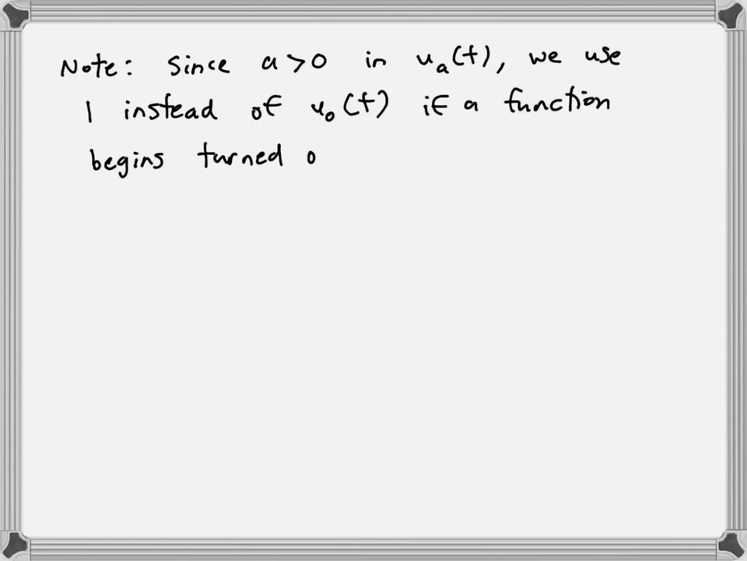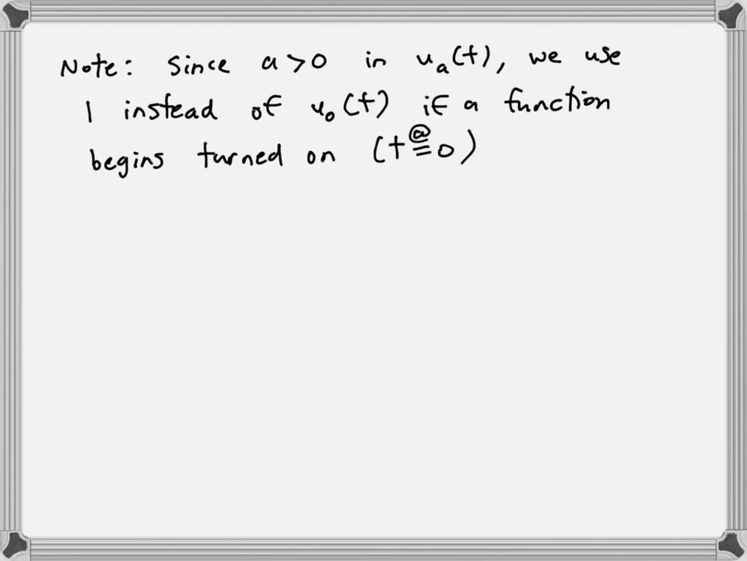Now, what do I mean by begins? I mean at t equals 0, okay? So what I'm saying here is if we start off at 0 with a function turned on, then instead of saying u0 of t for turning it on at t equals 0, we're just going to use the number 1. This is equivalent if we assume that t is at least 0 anyway, right? We don't need to say turn it on at 0 because there's nothing before 0 anyway. We're sort of visualizing our time as beginning at 0, so we're never going to be putting in negatives into our function.